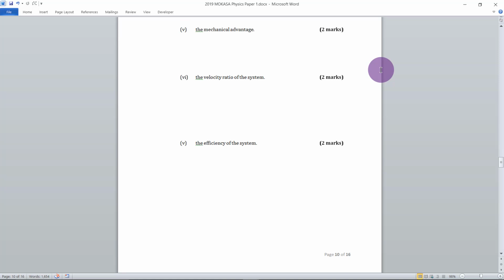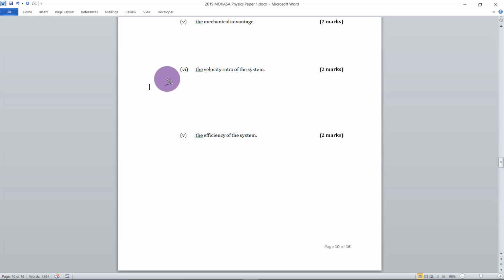This enables us to calculate the next part, where we are required to determine the mechanical advantage of the system. The mechanical advantage of the system is given by load over the effort. We have seen that the load is 1,500 and the effort is just 30 newtons. And this gives us 50. That is the mechanical advantage.